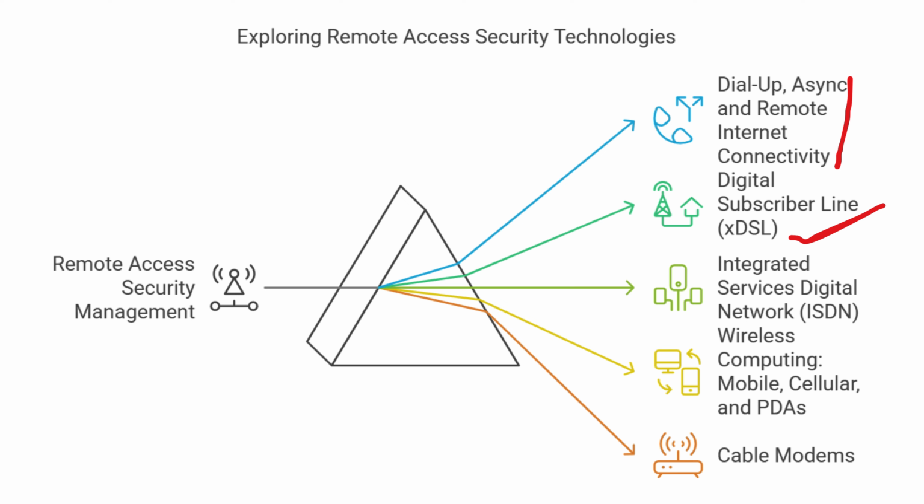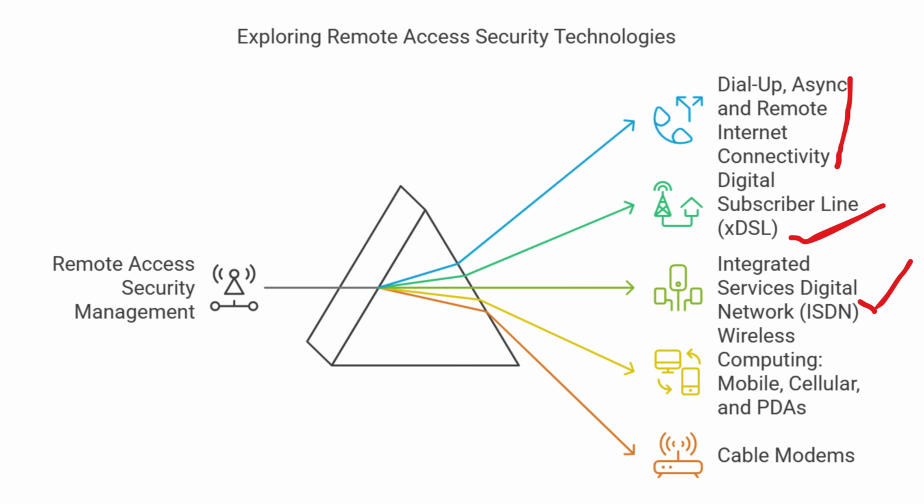Digital Subscriber Line, xDSL. DSL, or Digital Subscriber Line, is a broadband connection that uses telephone lines to provide high-speed internet access. Unlike dial-up, DSL allows you to use the phone while being online. Security concerns with DSL include intercepted data due to unencrypted connections, insecure routers that can be exploited by hackers, and weak authentication mechanisms that allow unauthorized users to gain access. Organizations need to encrypt data and ensure strong authentication methods to secure DSL connections.